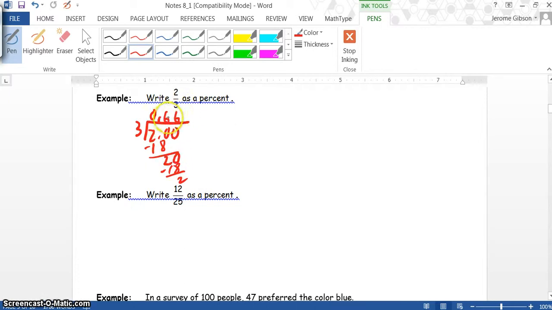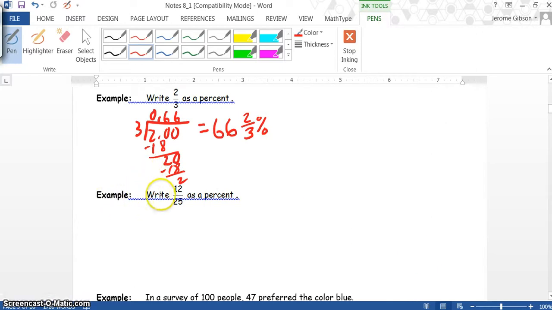So what we need to do is this here. Remember how we would multiply this by 100, which means we would move this 2 decimal places to the right. So that would give us 66. And we will write this as a fraction. We know this would be like having a remainder of 2. So this would be 66 2/3%.